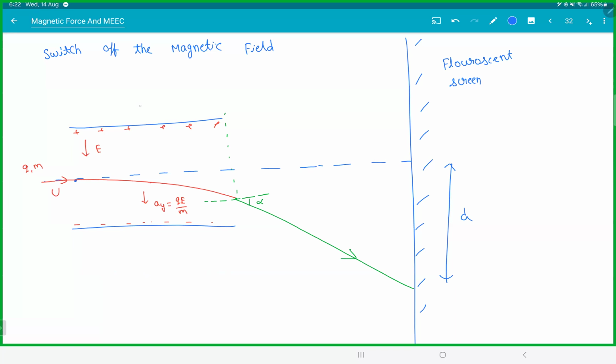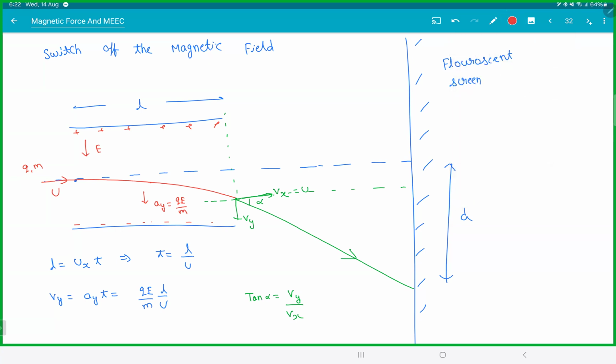So in the horizontal distance, length L, L is equal to U into T. So from here we get the time. And the vertical velocity: Vy will be Uy plus Ay t, and Ay is QE by M, into L by U. That's your vertical velocity. So at this instant, I know my Vx, which will not change, which is U. I know my Vy. So from here, I'll get tan alpha, which is Vy by Vx.